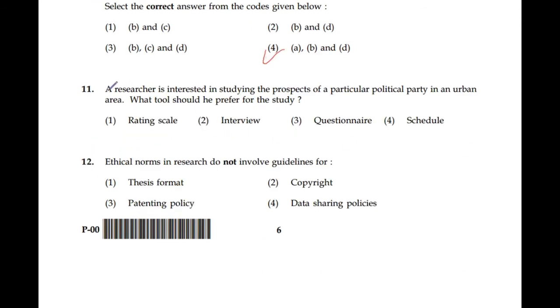Now we have question number 11. A researcher is interested in studying the prospects of a particular political party in an urban area. What tool should he prefer for the study? So the correct option is third one, questionnaire.